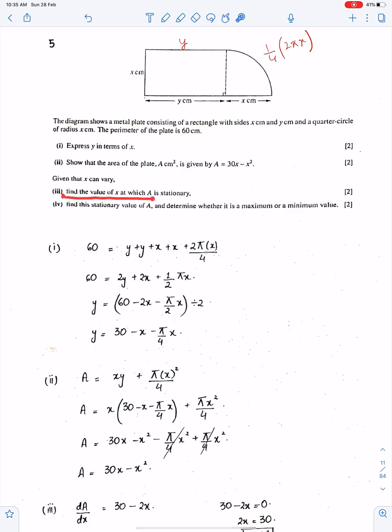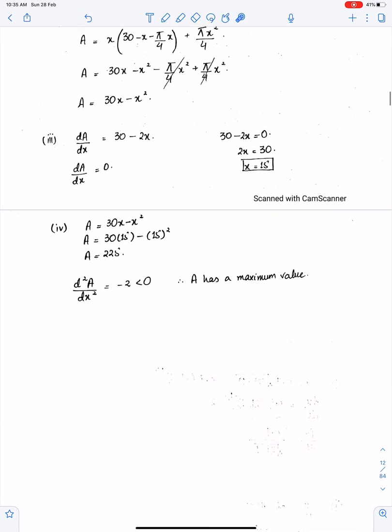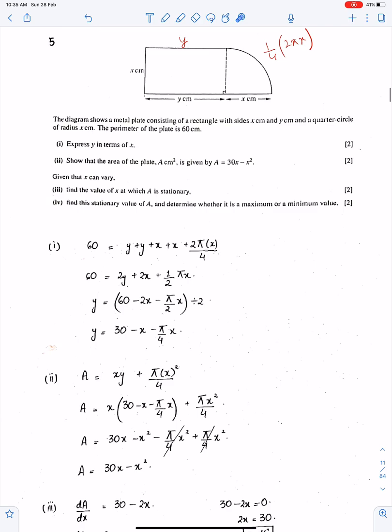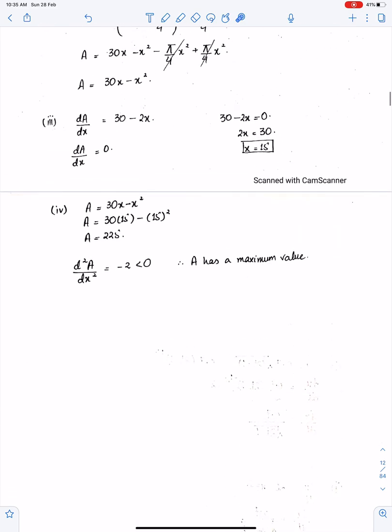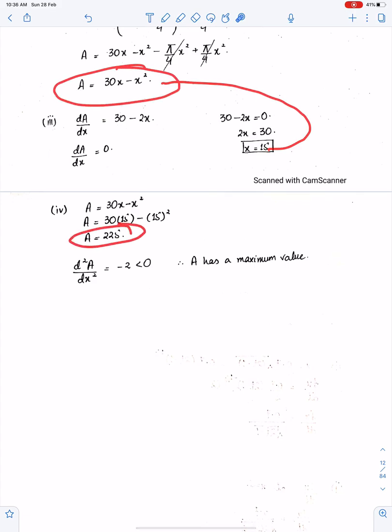Find x at which A is stationary. So you need to differentiate this. When you will differentiate this, you will get this thing. And by equating gradient to 0, we can get the value of x. Determine whether this value is maximum or minimum. Find this stationary value and then determine its nature. Find this stationary value means substitute 15 here and get the value of A.